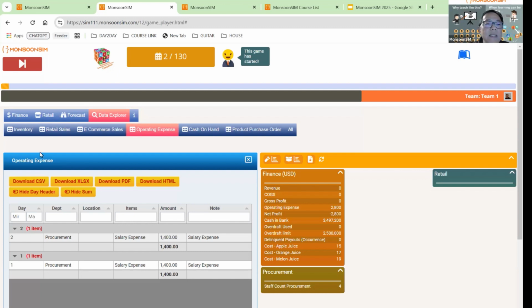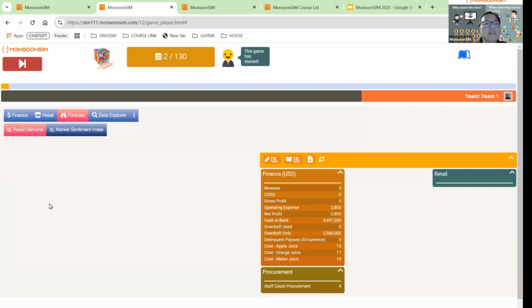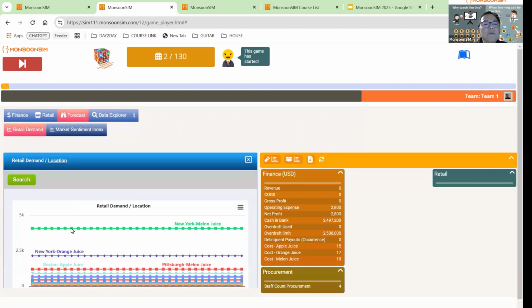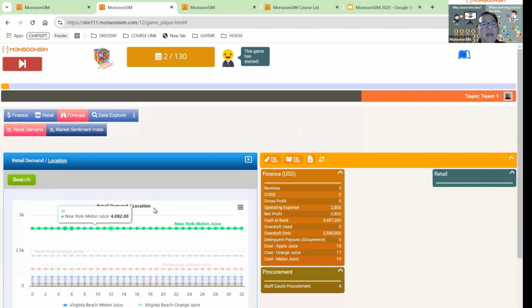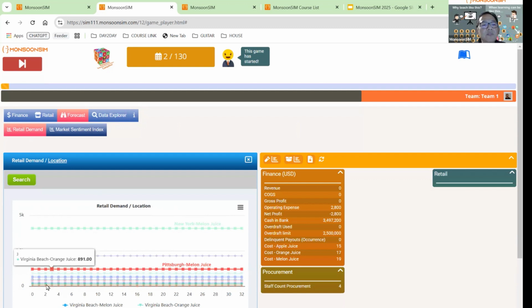Yeah, we need to make money. So what do we do? I'll show them. Here, if you look at the forecast, check out the retail forecast. Whoa, look at that. There's a demand, right? There's a demand for New York. A lot of melon juice in demand in New York.